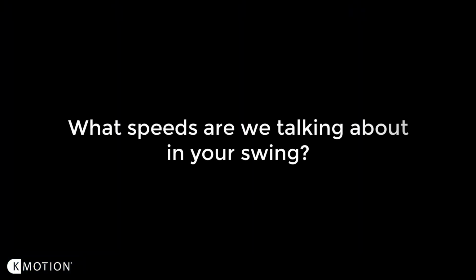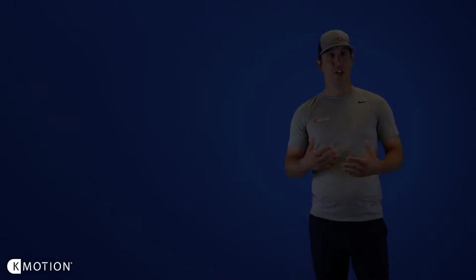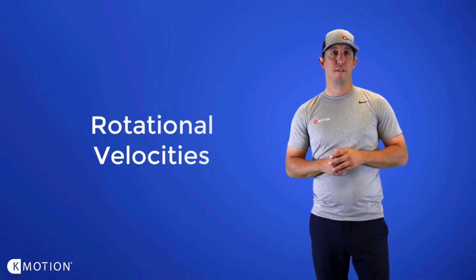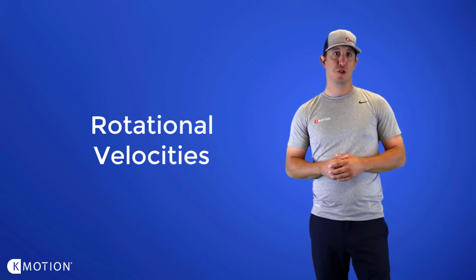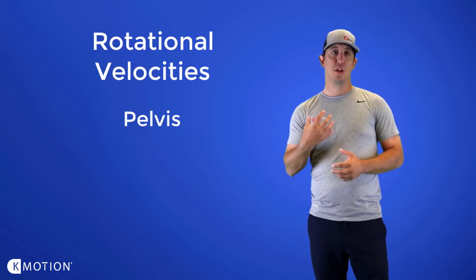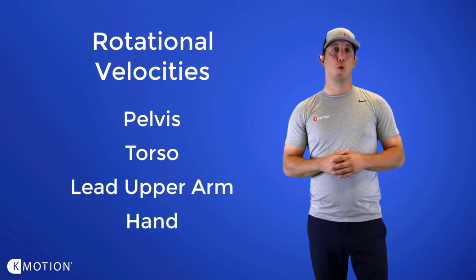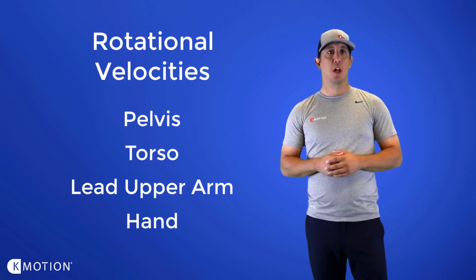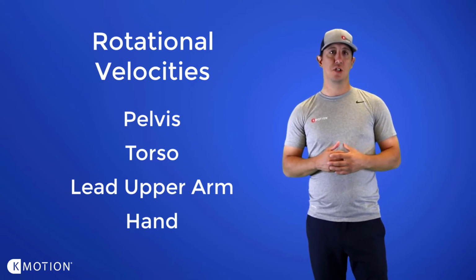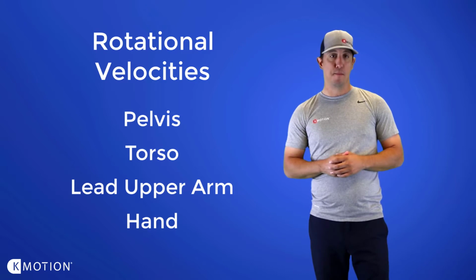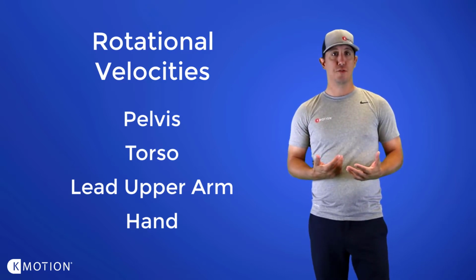In this first video, we're going to discuss what speeds we're actually talking about when we talk about speeds in relationship to a baseball swing and a golf swing. The types of speeds we're talking about are what we refer to as rotational velocities, and the segments that we're applying those rotational velocities to with our system are the pelvis, the torso, the lead upper arm, and the hand. So we're talking about how each one of these segments is rotating around its axis throughout the motion that they're trying to accomplish, whether it's that baseball swing or golf swing.